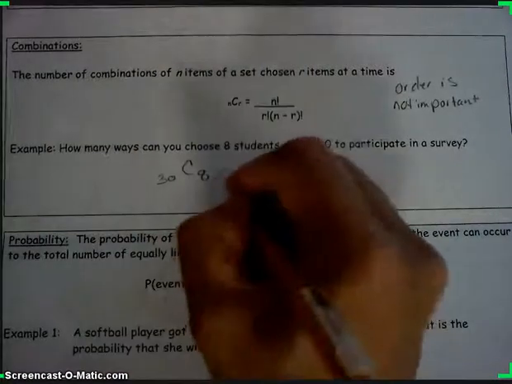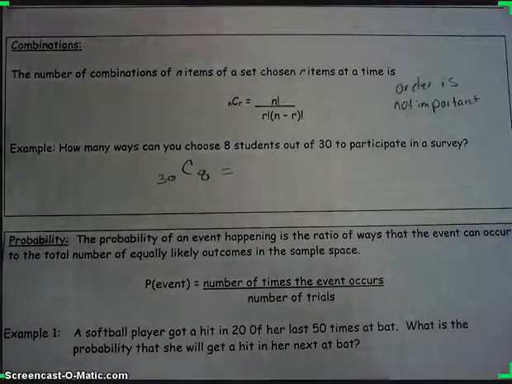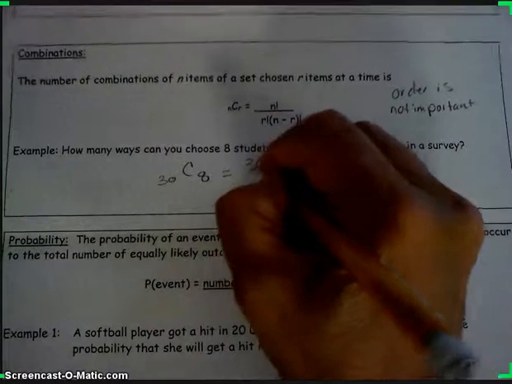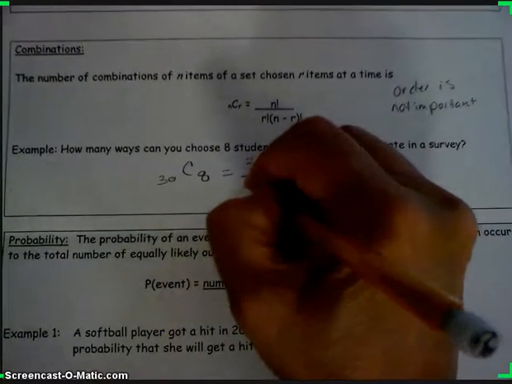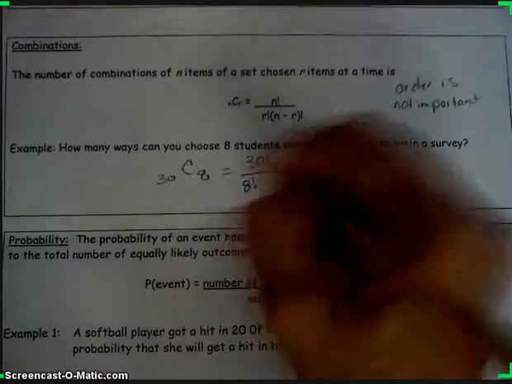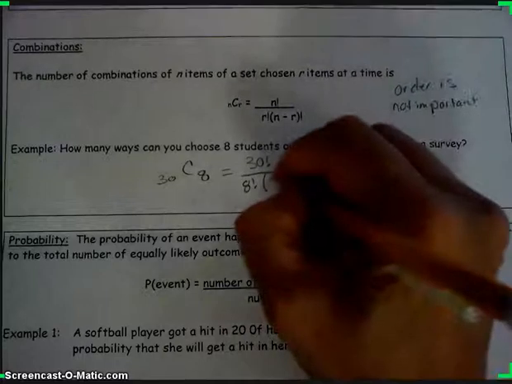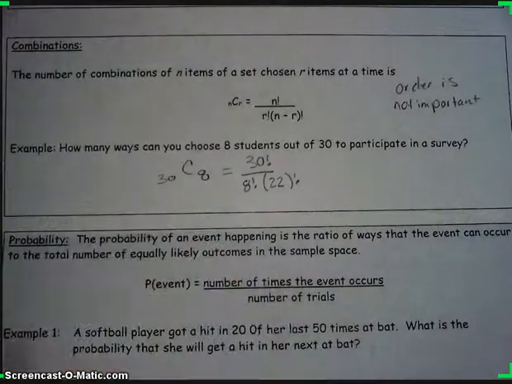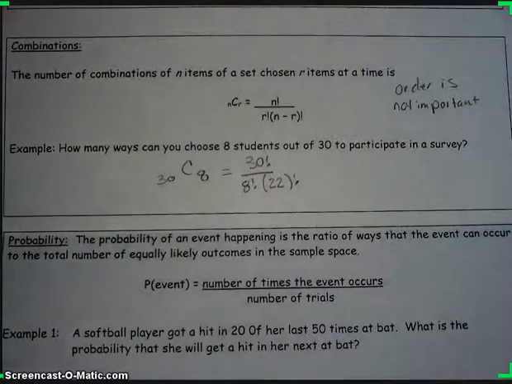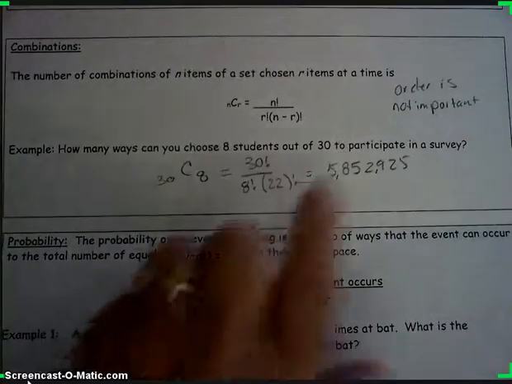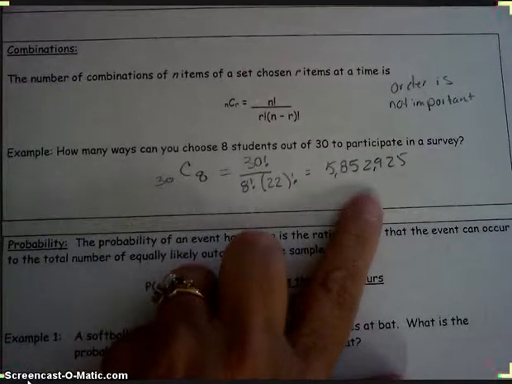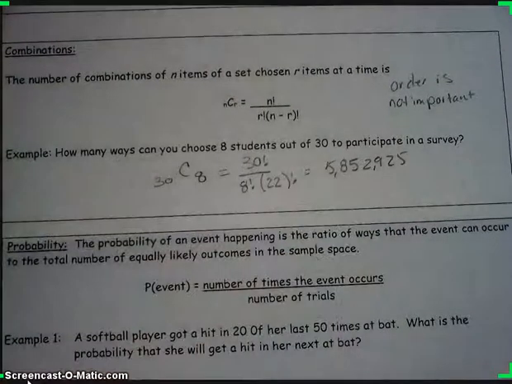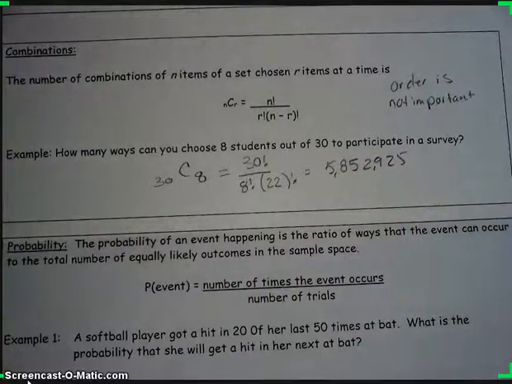Alright, so then again we would just plug that into our calculator. If you wanted to do the long way, you would have 30 factorial all over 8 factorial, 30 minus 8, which would be 22 factorial. Okay, and you can do it the long way if you wanted to. Otherwise, you can plug it into your calculator and you would get the answer. Okay, so we plug that in and we get 5,852,925 ways to pick 8 students out of 30 to participate in a survey.